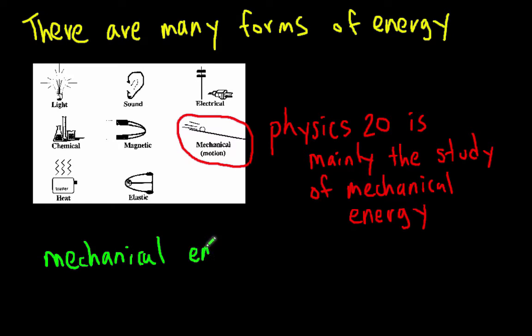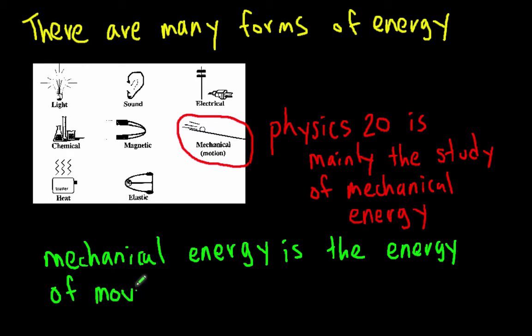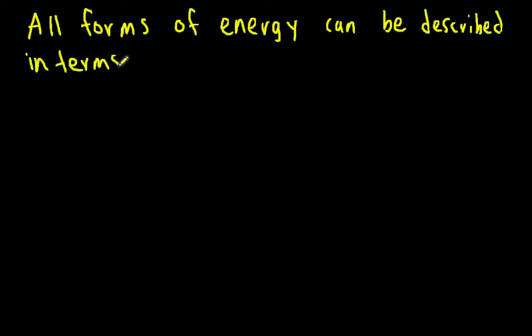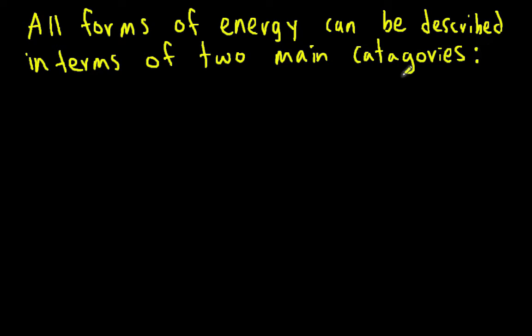Mechanical energy is the energy of moving objects. So mechanical energy has a lot to do with Newton's laws, which you've already been studying, as well as speed, velocity, and acceleration. All forms of energy can be described in terms of two main categories. These are not forms of energy themselves, they're actually just categories to describe the forms of energy.